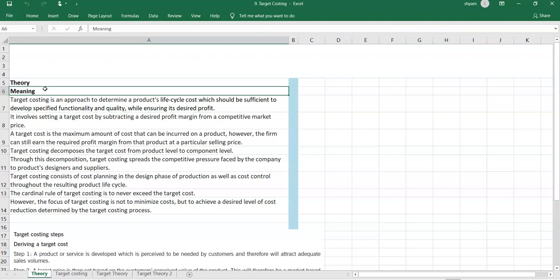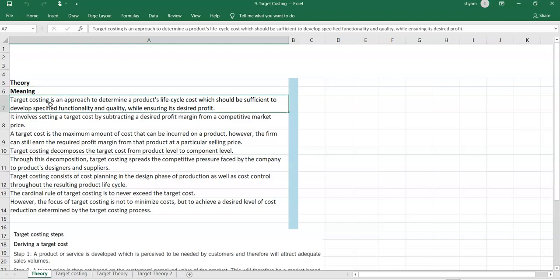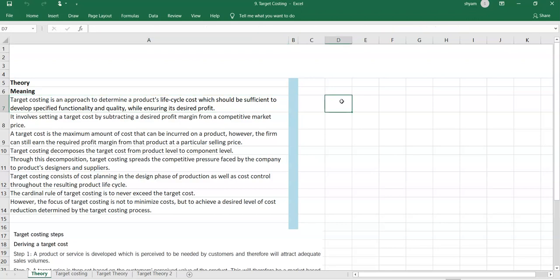This target costing concept was developed in Japan, and thereafter it was taken up by Western countries, and they made it much more famous. So let's see what target costing is and how it works in a business. Target costing is an approach to determine a product's life cycle cost, which should be sufficient to develop specified functionality and quality while ensuring its desired profit. It involves setting a cost by subtracting a desired profit margin from a competitive market price. So we'll see an example of how this target costing works.